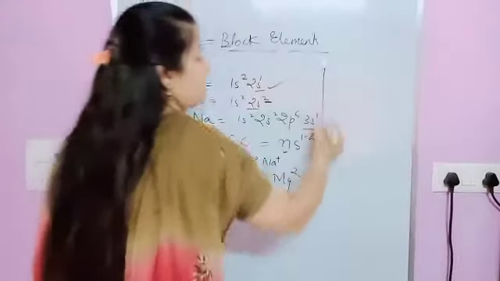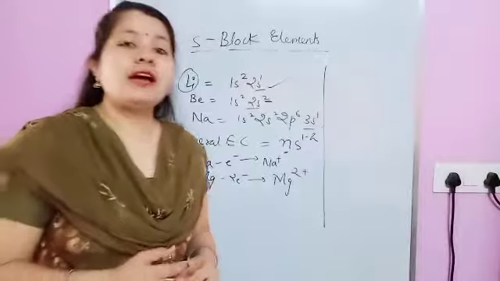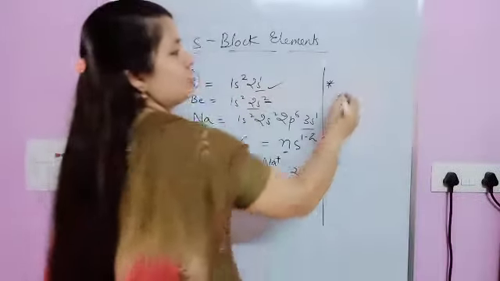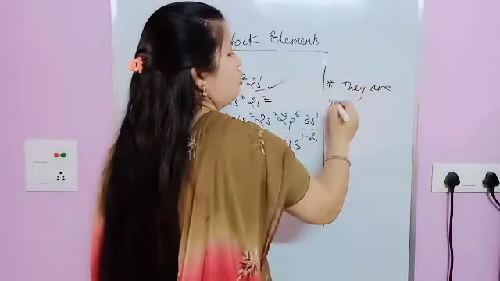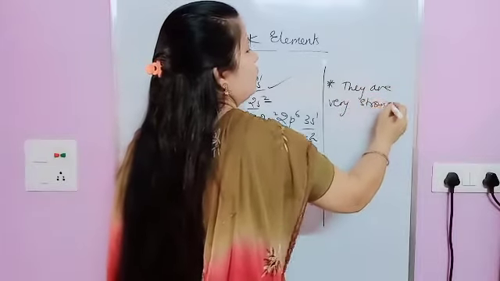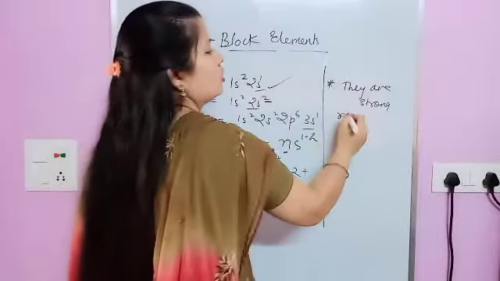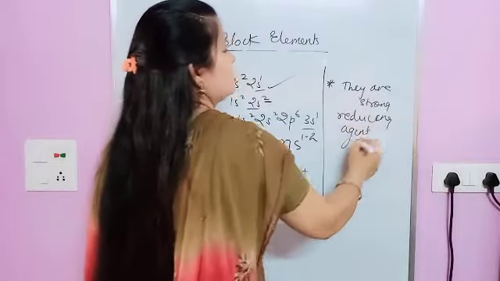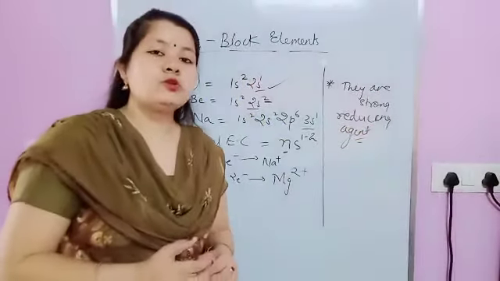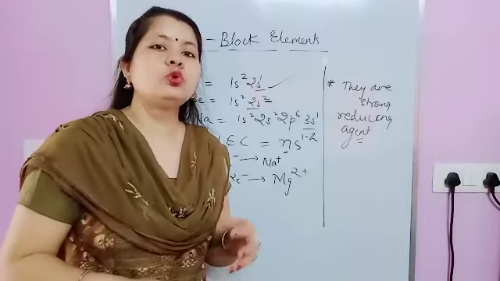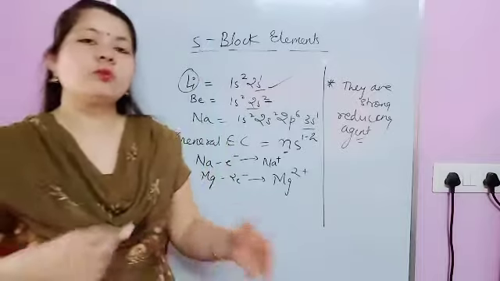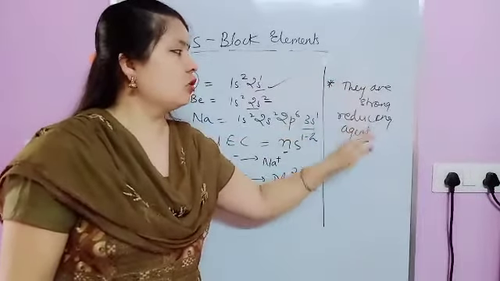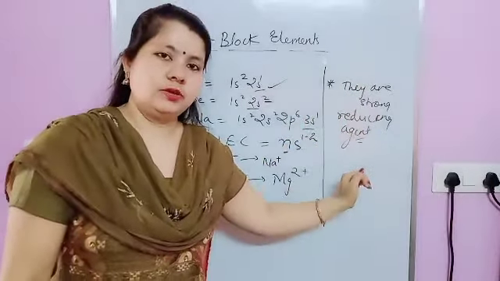Now, because they have a tendency to lose electrons, group 1 and 2 elements are strong reducing agents. You know, reducing agents are those that have a tendency to lose electrons easily. That's why, because group 1 and 2 elements have a tendency to lose electrons, they are strong reducing agents. Is this point clear to you?